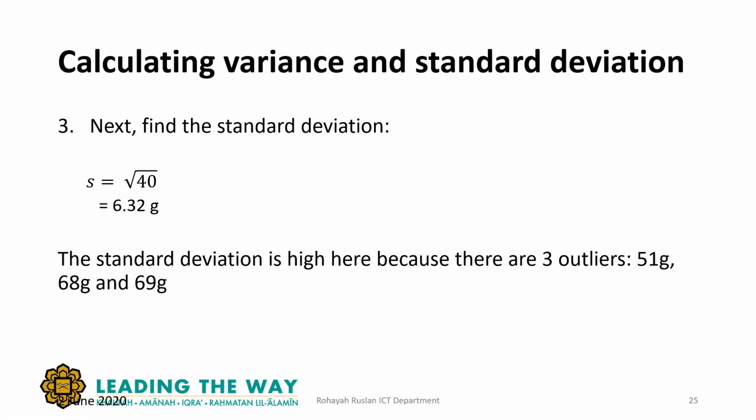So how do we find the standard deviation? You take the square root of the 40, and you will get the standard deviation. It is high here because there are 3 outliers, which are 51 grams, 68 grams, and 69 grams.